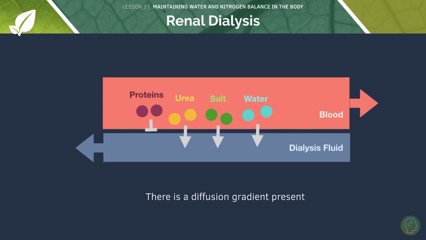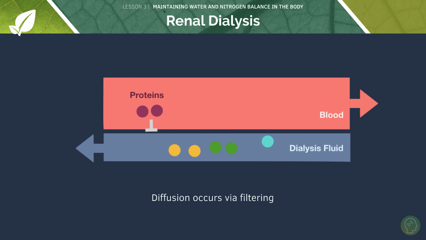So this is our blood in our patient. It's being passed through a system of tubes in this dialysis machine. And this is the fluid in our dialysis machine. And we're going to have blood moving one way and dialysis fluid moving the other way. And this is what I mean by a countercurrent system. They're moving in opposite directions, in counter directions.